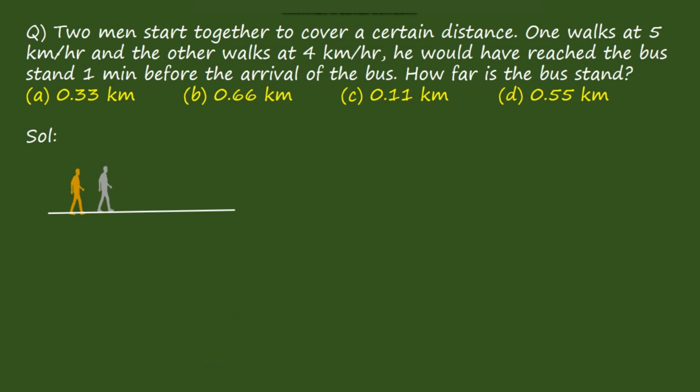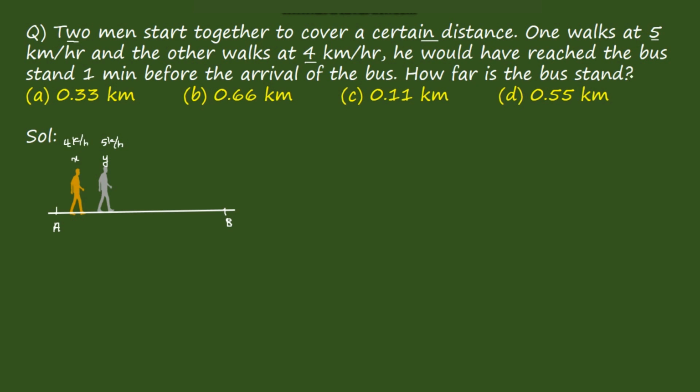First, we understand the question. They're saying that two men start together to cover a certain distance. If you consider a person X and a person Y, they would be covering a certain distance from A to B. Again, they are saying one walks at 5 kilometers per hour and the other walks at 4 kilometers per hour. If you consider that Y is moving with the speed of 5 kilometers per hour, X would be moving with the speed of 4 kilometers per hour.